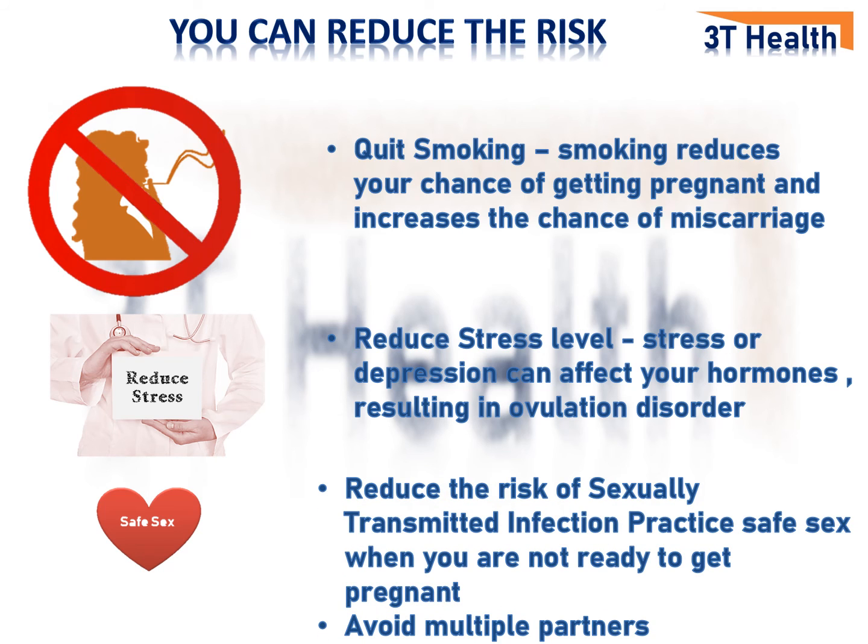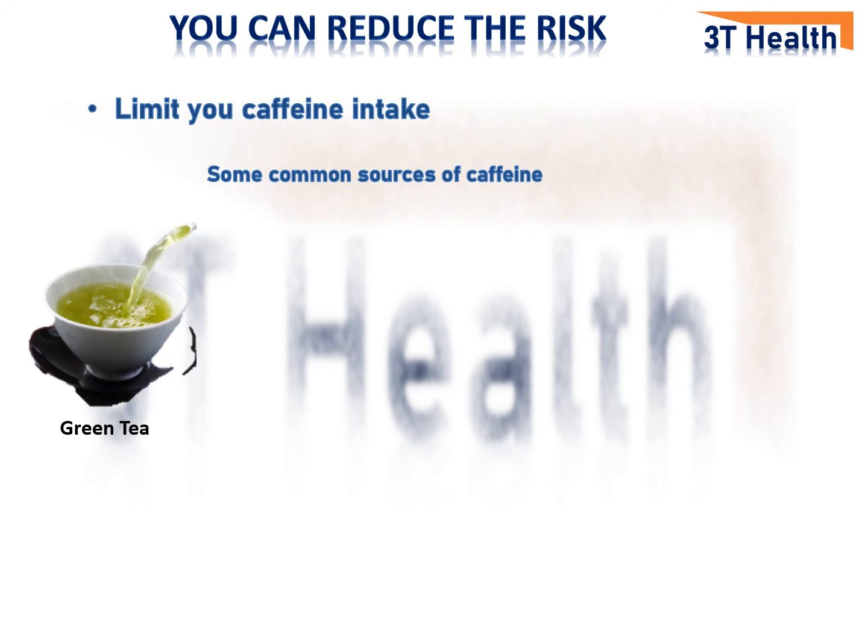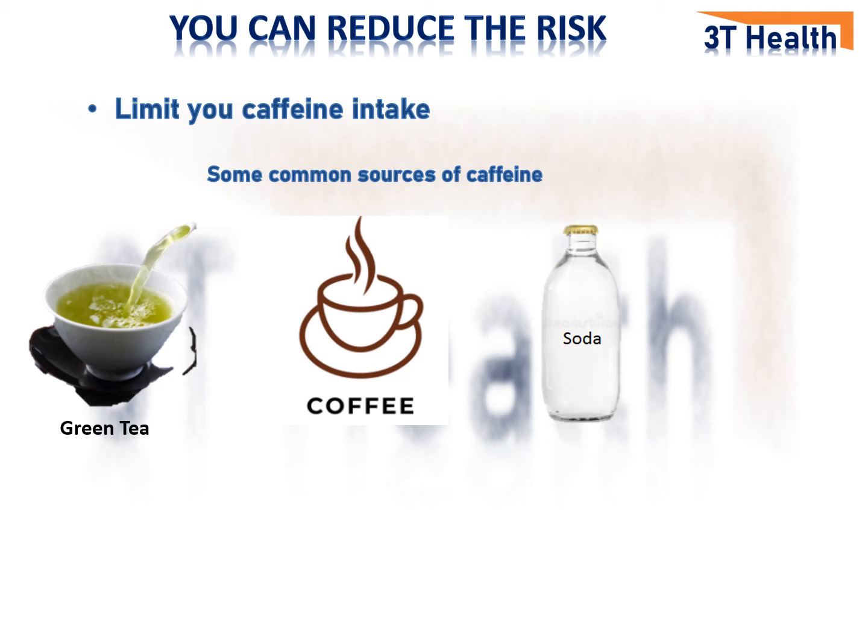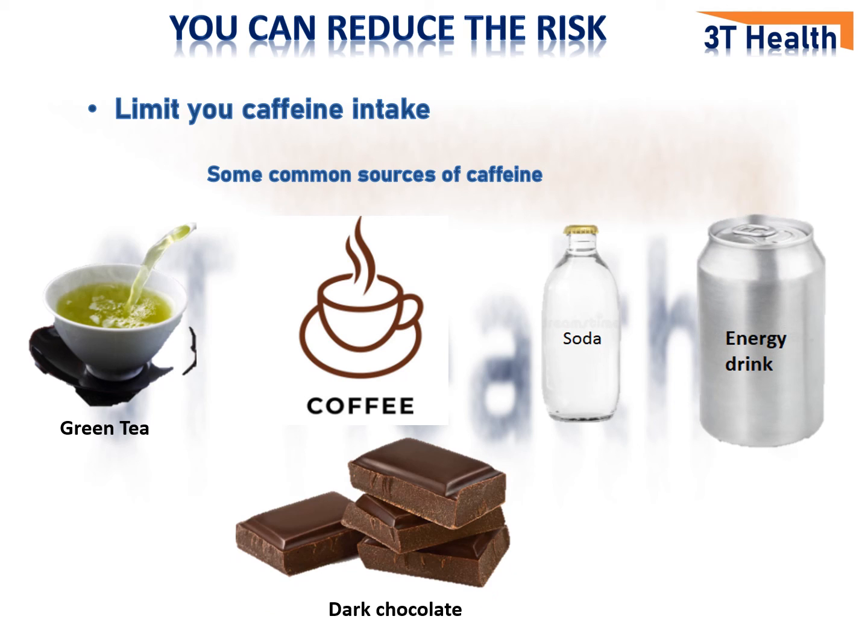Reduce the risk of sexually transmitted infection. Practice safe sex when you are not ready to get pregnant, and avoid multiple partners to reduce the risk of sexually transmitted infections. So you also need to limit your caffeine intake. Now let's look at some common sources of caffeine, because when we say caffeine intake, you want to know, what is caffeine? How do I get it? The common sources are: green tea, coffee, soda drinks, energy drinks, and dark chocolate. So when you are trying to get pregnant, then you need to reduce or limit your intake of these things.